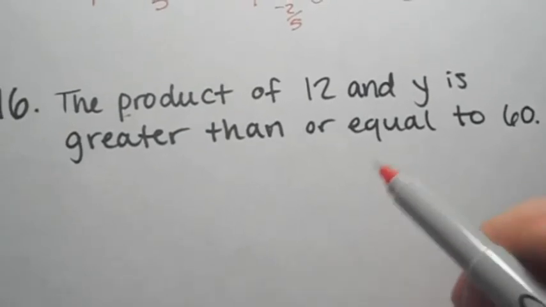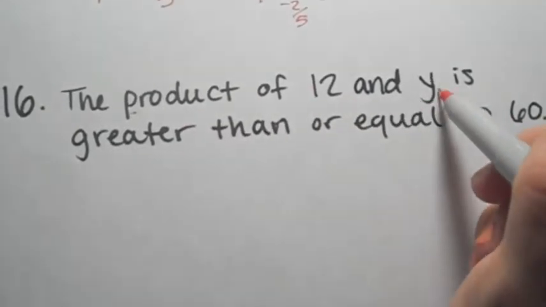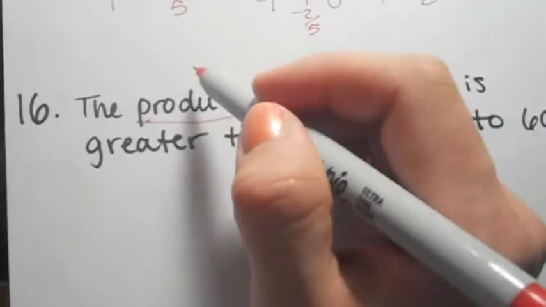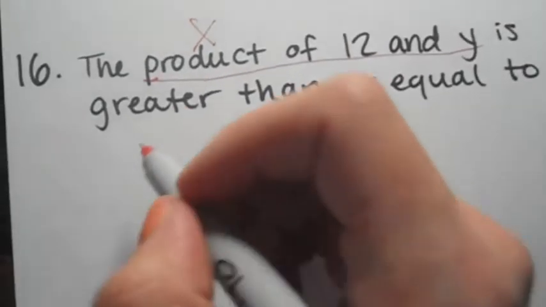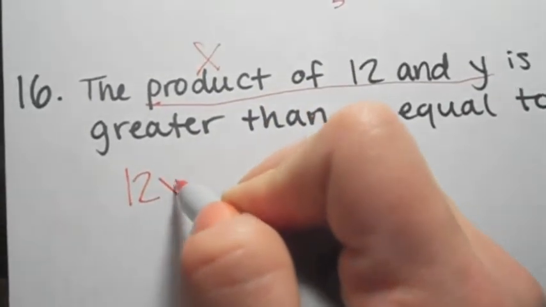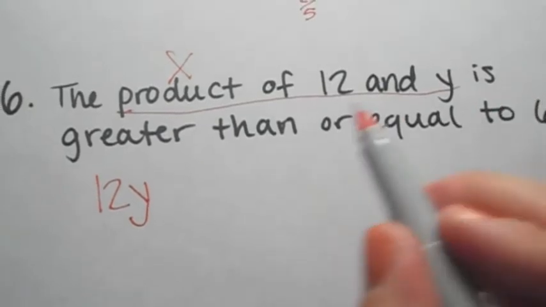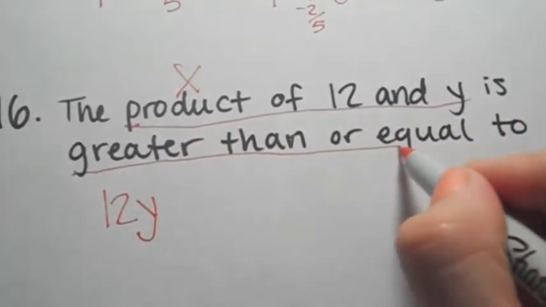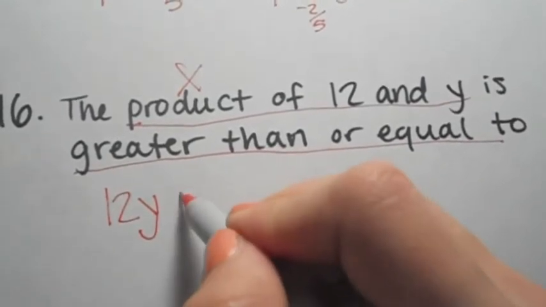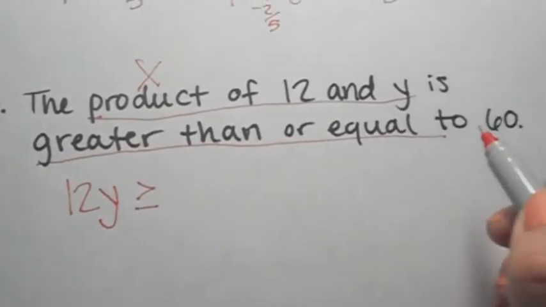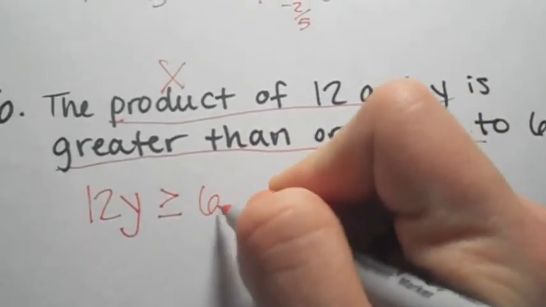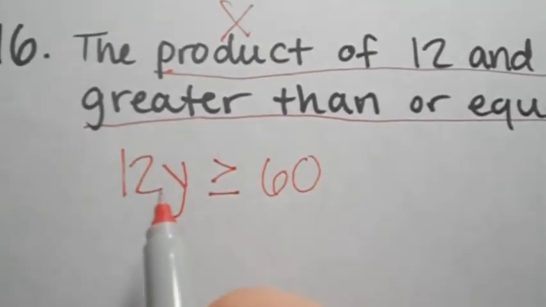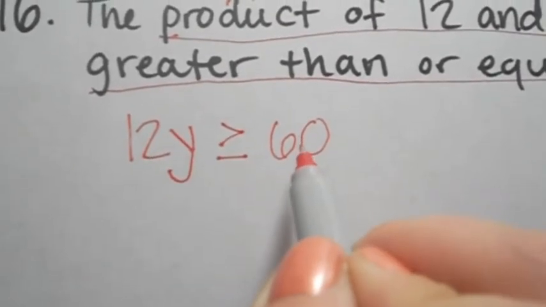Let's break this down. The product of 12 and y. What does that mean? Product. That tells us to multiply. So 12 times y is greater than or equal to 60. Awesome. We know how to do this. 12y is greater than or equal to 60.